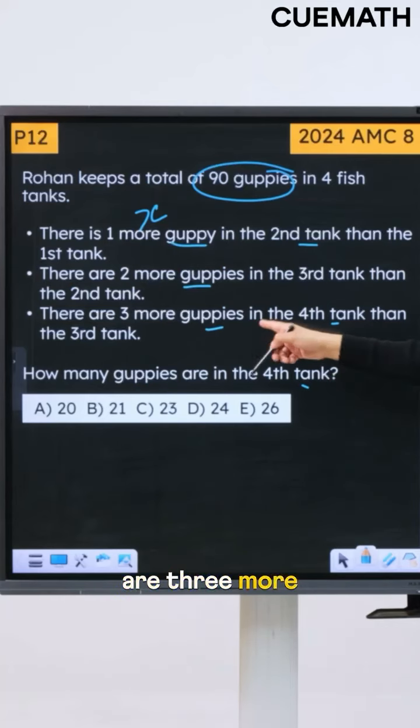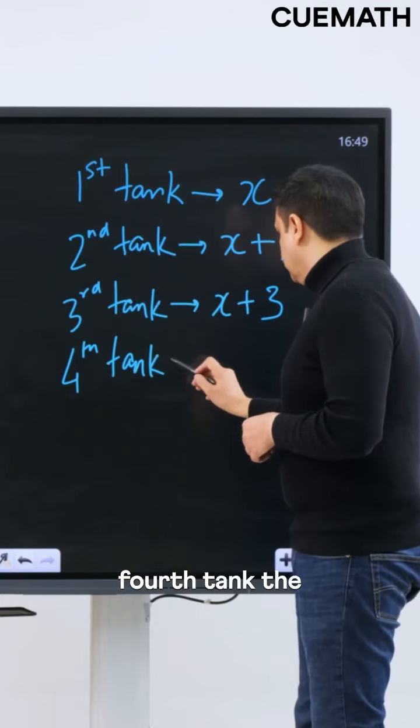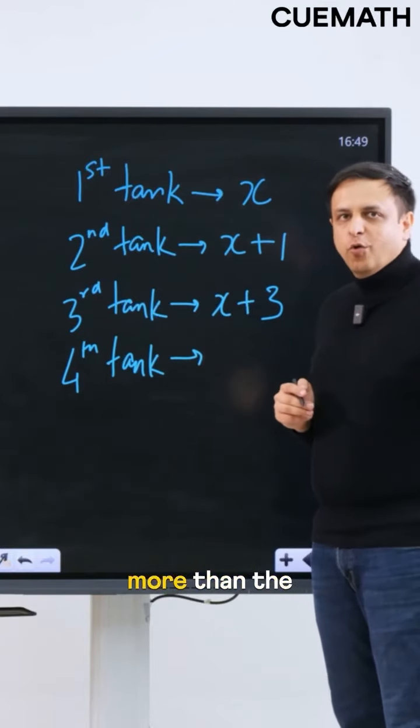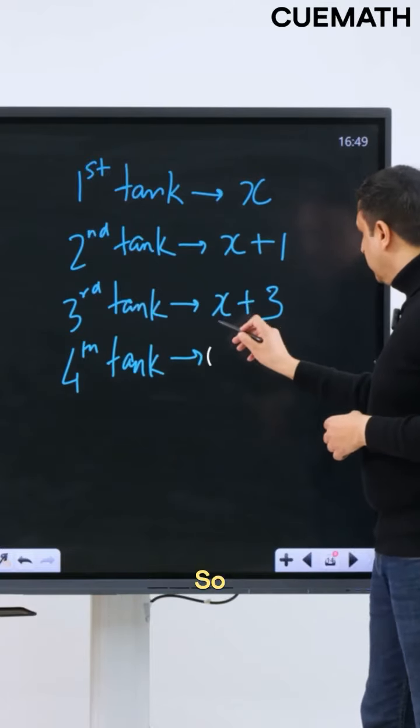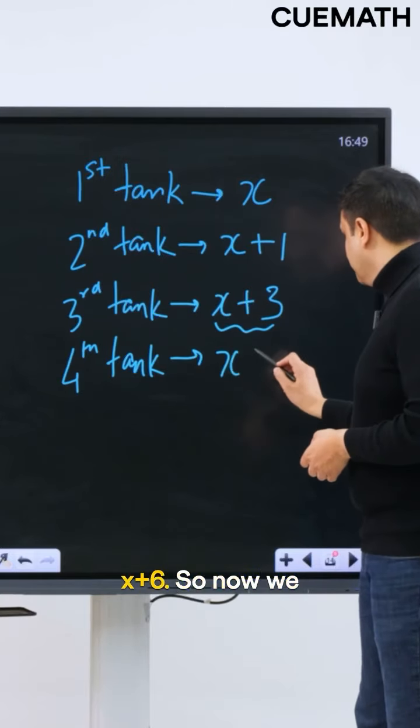And then there are 3 more guppies in the fourth tank than the third tank. So in the fourth tank, the number of guppies will be 3 more than the third tank. So x plus 3 plus 3, which means x plus 6.